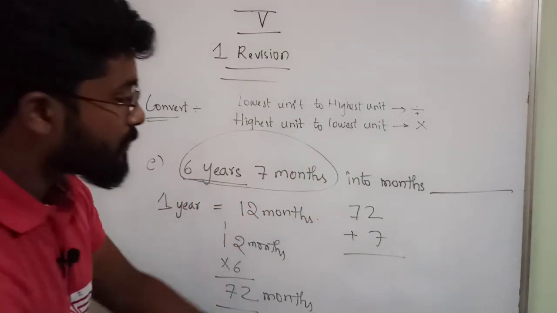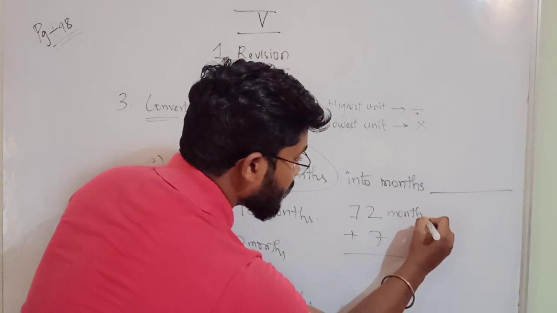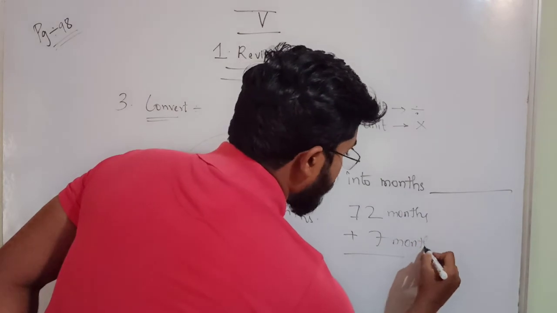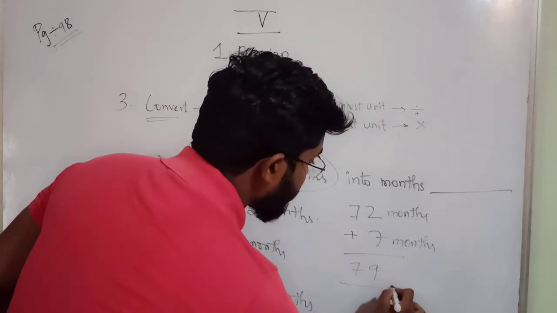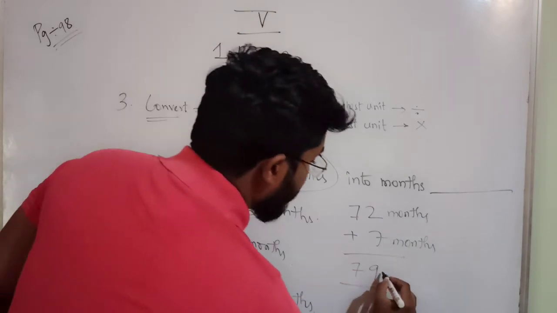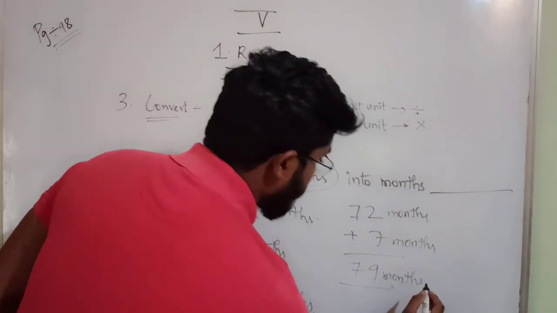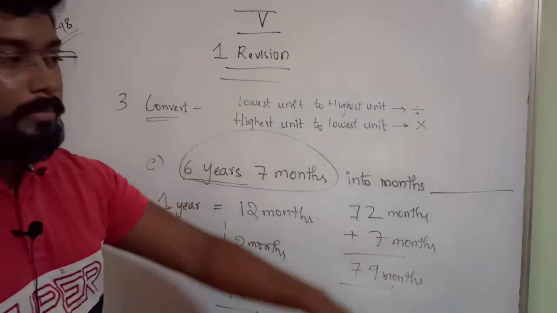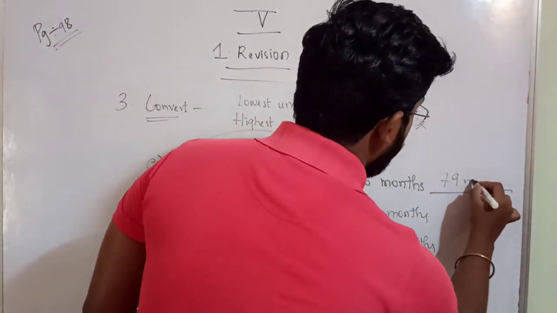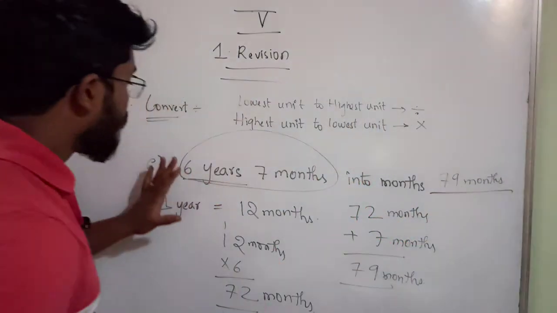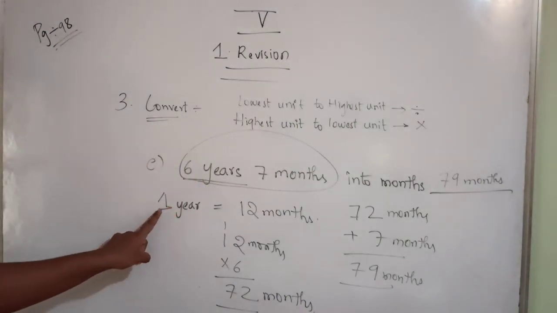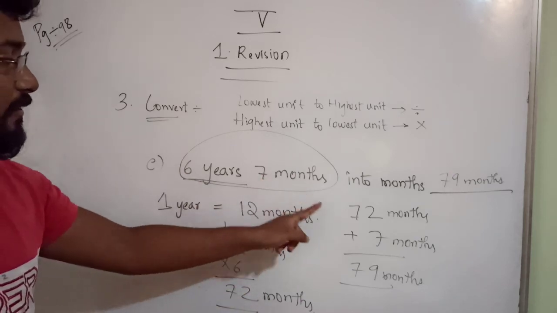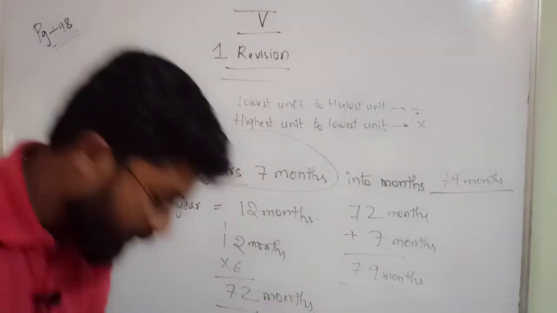So 72 months you are having here, 72 months plus 7 months, how many you will get? 79. Here 2 plus 7 is 9, here 7, 79 months. 79 months is the conversion of 6 years 7 months into months. How many months? 79 months. Just you have to know only one thing, 1 year equal to 12 months. So 6 years means 12 into 6, you will get 72 plus 7. How much you will get? 79 months is the answer.